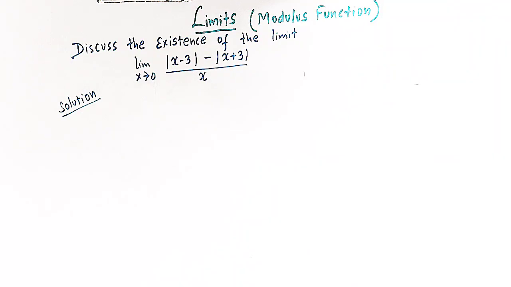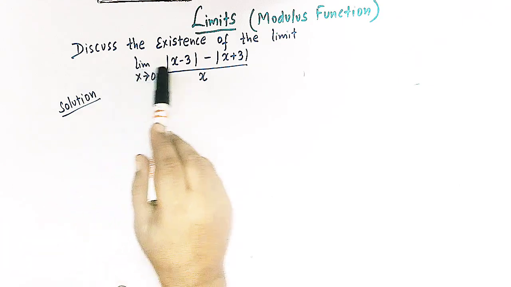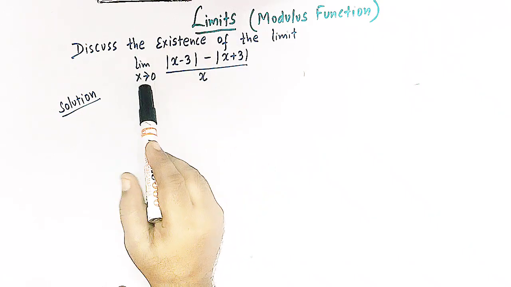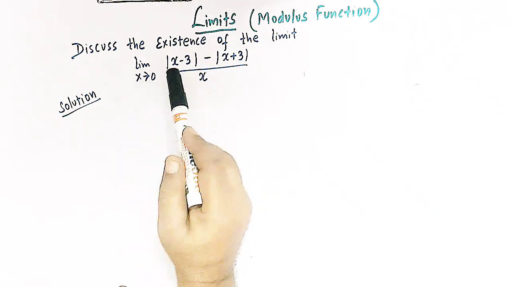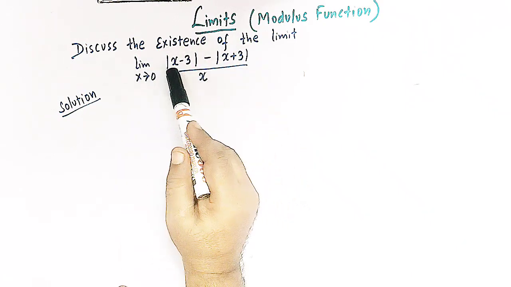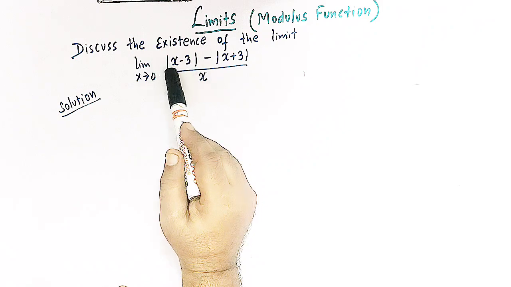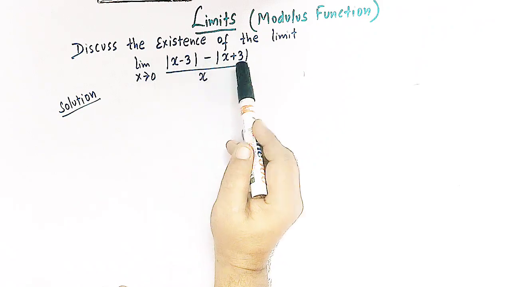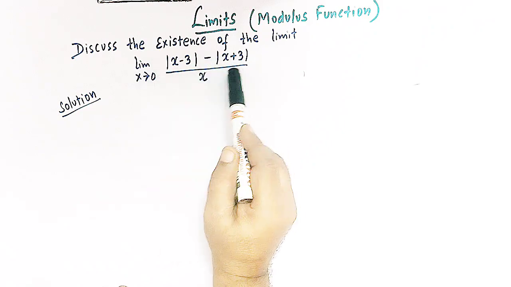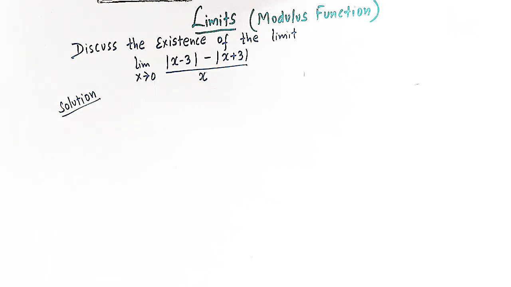Hello viewers, in today's session we are going to discuss another important and conceptual problem from limits involving the absolute value function or the modulus function. So here we have to discuss the existence of this limit, that is limit x tends to 0, and here the function is given as mod of x minus 3 minus mod of x plus 3 divided by x, right?